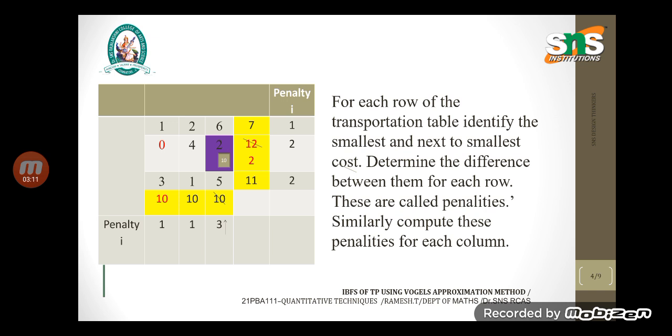On the row side the largest penalty is 2, column wise the largest penalty is 3. Among 2 and 3, 3 is the maximum. Therefore we choose the third column, with penalty 3. From that we apply the least cost method. So in this third column, which cost is minimum? 2. That is in cell 2, 3, second row, third column.